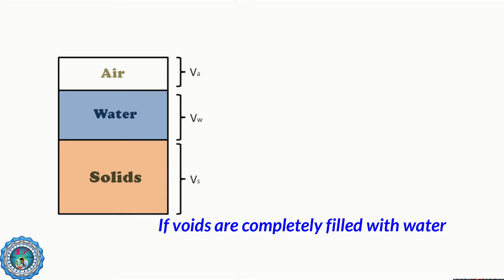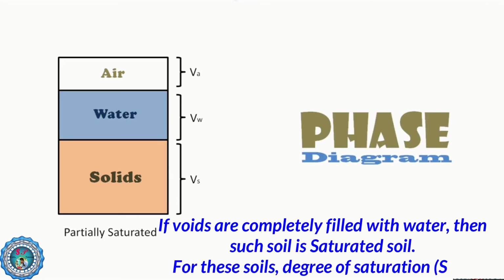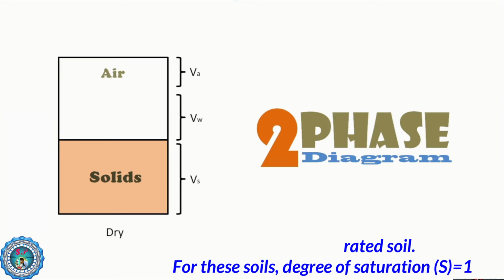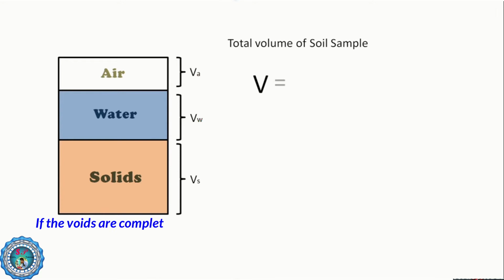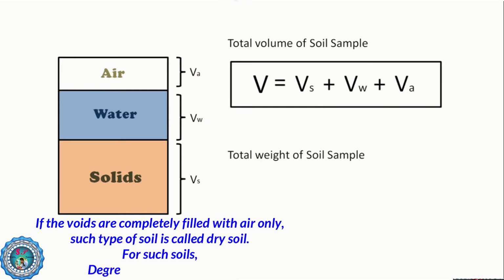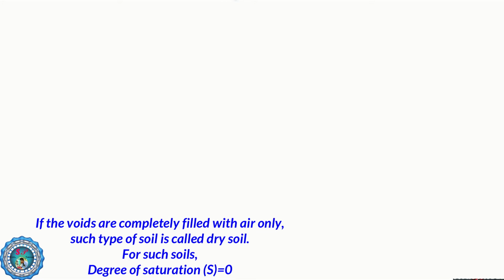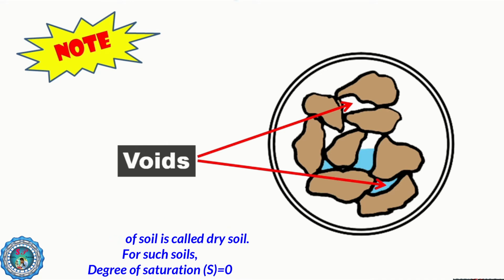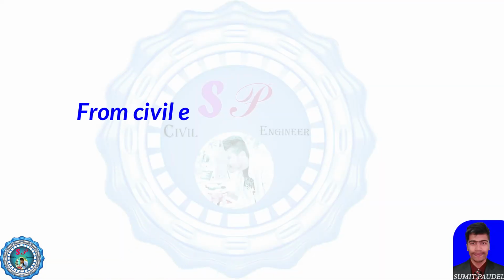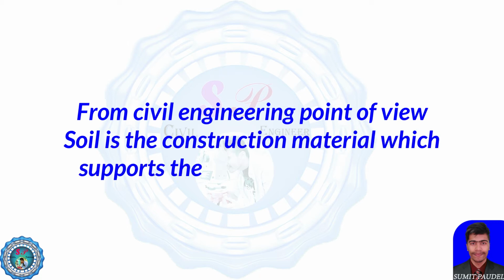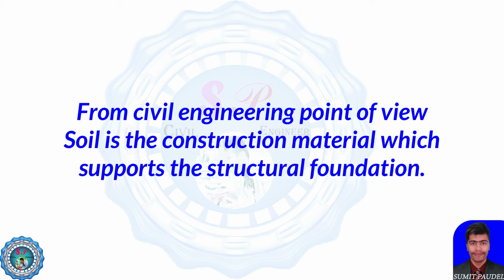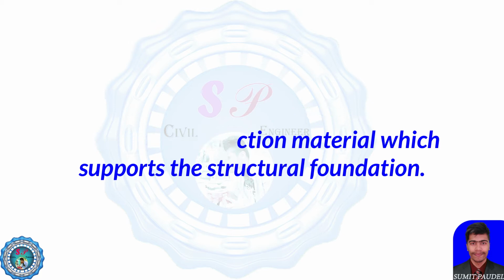If the voids are completely filled with water only, then the soil is said to be saturated soil, and for such soil the degree of saturation will be 1. If the voids are completely filled with air only and there is no water, then such soil is known as dry soil, and for such soil the degree of saturation will be 0. We can also define soil from a civil engineering point of view as the construction material which supports the structural foundation.